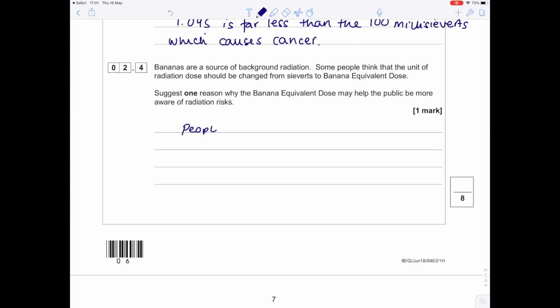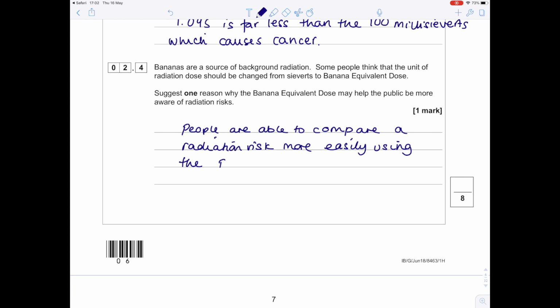So people are able to compare a radiation risk more easily using the banana equivalent dose.